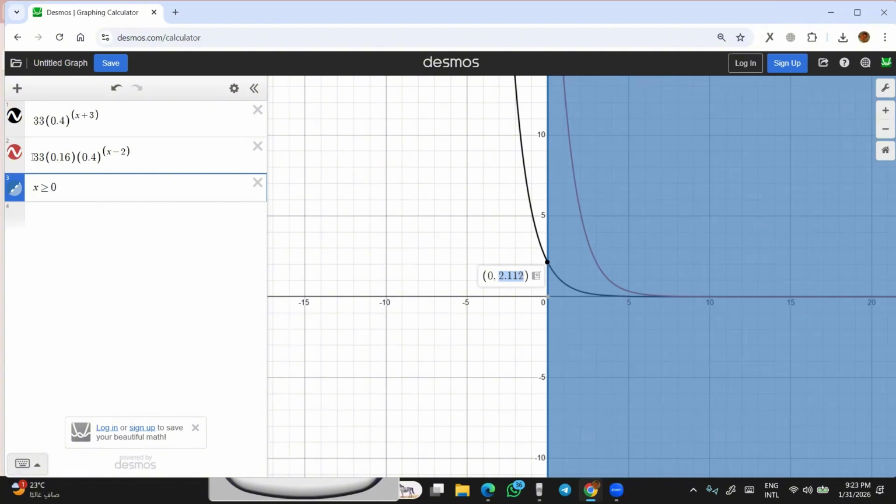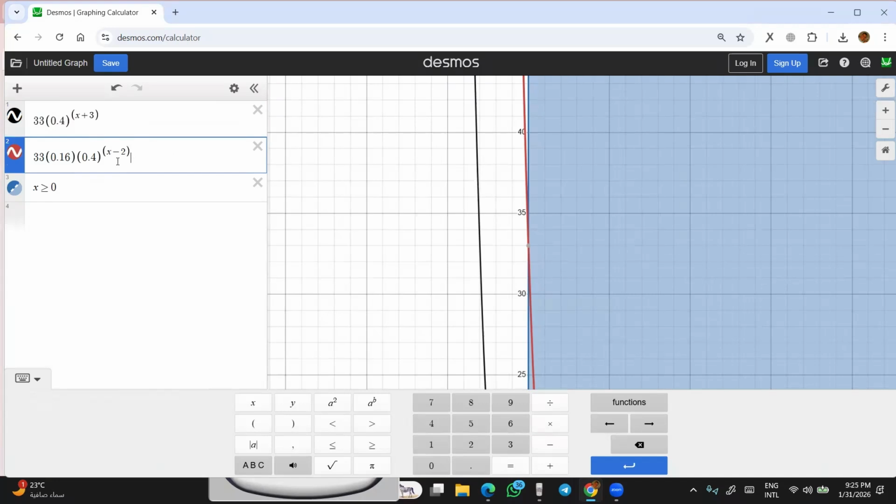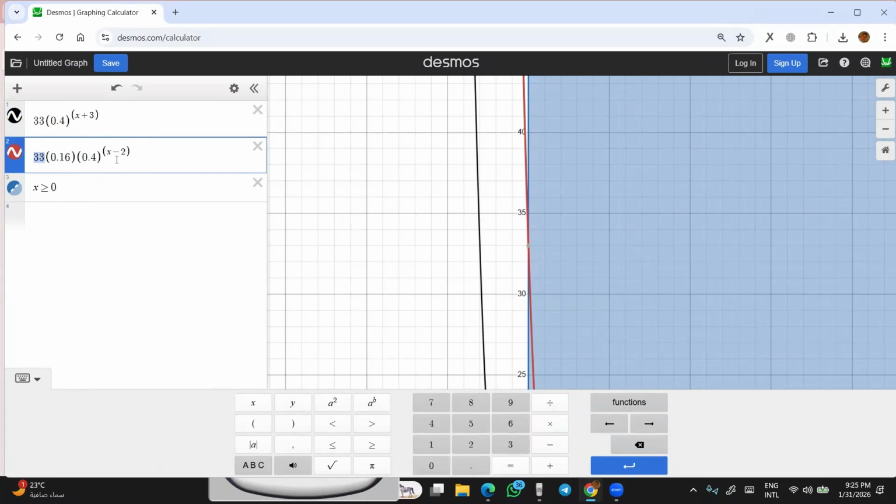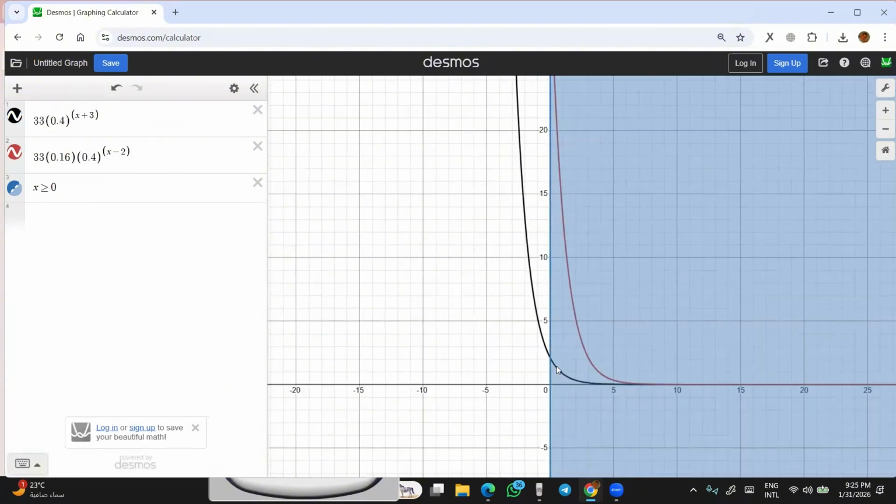2.112. Do you have this number here? So here when we look at the red one, the red line here, the red graph, we have 33. 33 is given here, it's given here also. So this function is the correct answer. But this one, the black line, the color is black here. If you go down here, you find the number, which is 2.112, is not given in the function.